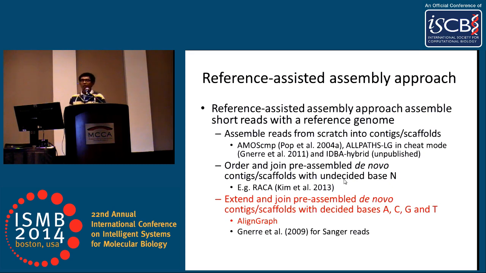And essentially, AlignGraph is a relatively new method to extend and join pre-assembled contigs or scaffolds with decided bases. So it is different from the first method because it uses the pre-assembled de novo contigs or scaffolds, and it is also different from the second method because it makes extensions with the decided bases. And the only similar work we can find is from Gnerre in 2009, and that work is for Sangaris. So AlignGraph is a relatively new method.